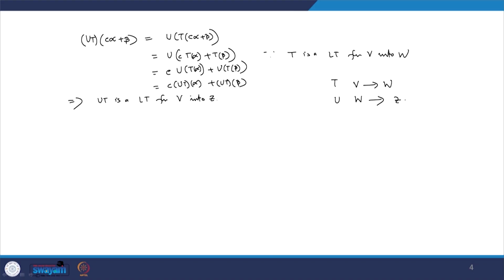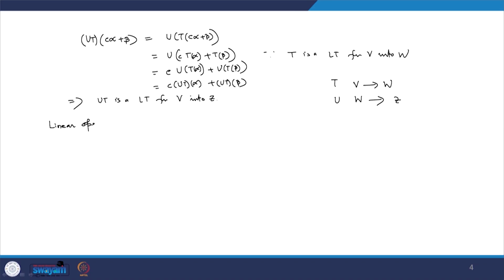Is it possible to define TU? I mean, first operating U, considering U as the first function. So, TU is not defined, please, because TU operating on some beta belongs to W, U beta belongs to Z, but T is mapping from V to W. So, therefore, it cannot be defined.